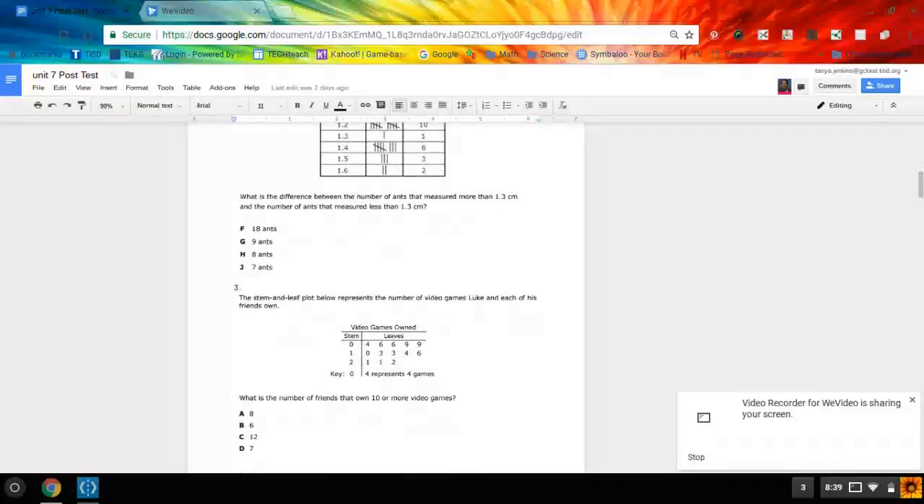Number 3. The stem and leaf plot below represents the number of video games Luke and each of his friends own. What is the number of friends that own 10 or more video games?